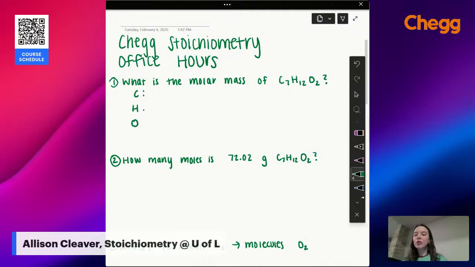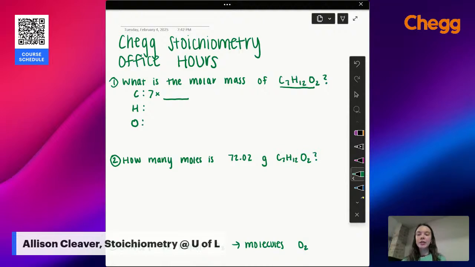But to find molar mass, we want to find the grams per mole for the whole molecule. The way that I like to do this is to divide up all of the different atoms within that molecule. In this case, we have carbons, hydrogens, and oxygens. When I look at my formula, I see that there are 7 carbons. So I'm going to solve this kind of like a multiplication problem. I have 7 carbons times whatever molar mass is on the periodic table.